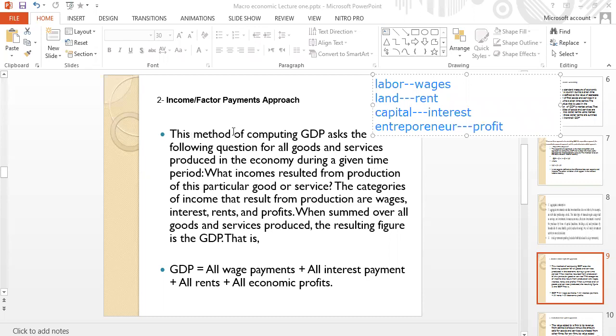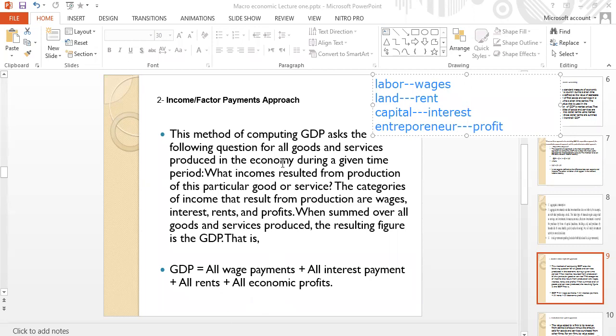When we calculate GDP by the income approach, we ask a very important question for all goods and services produced in the economy during a given year: what incomes resulted from production of a particular good or service? The categories of income that result from production are wages, interest, rents, and profit. We sum up over all goods and services produced. The resulting GDP is all wage payments plus all interest payments plus all rents plus all economic profit. Of course, GDP by the expenditure approach must equal GDP by the income approach.